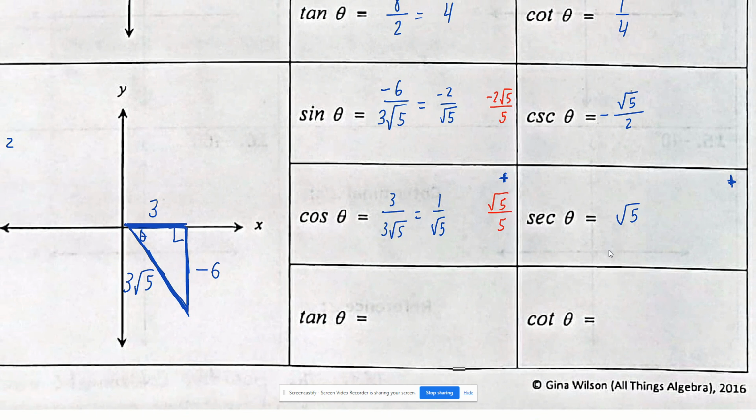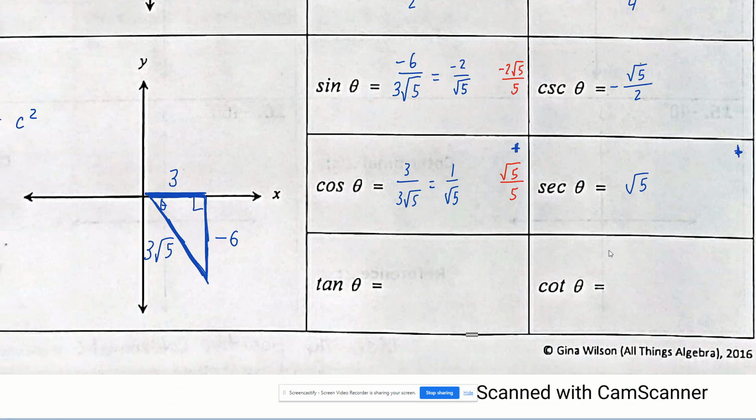Again, I'm not going to lose sleep over those if you don't do that, but that would be the answer in an acceptable form as far as in a multiple choice. But notice how cosine and secant are both positive.